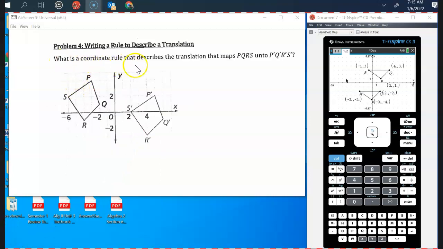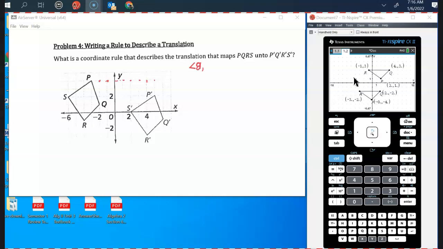What is a coordinate rule that describes the translation that maps P, Q, R, S onto P prime, Q prime, R prime, and S prime? In other words, we want to know how many spaces we go to the right or left from P to P prime. You notice we go 1, 2, 3, 4, 5, 6, 7. So we go 7 units to the right, comma. Actually, it's 1, 2, 3, 4, 5, 6, 7, 8.